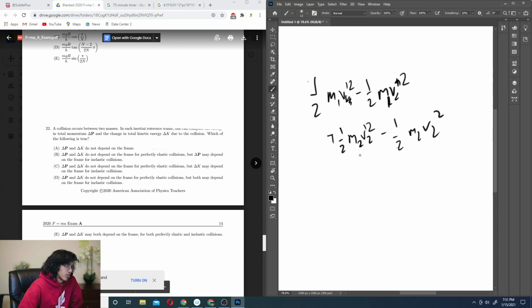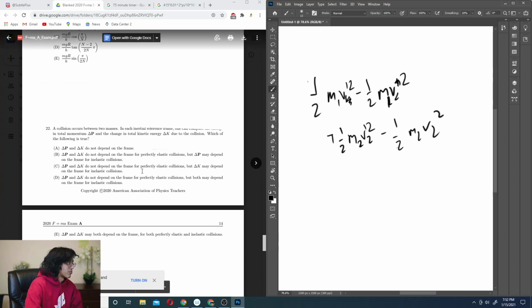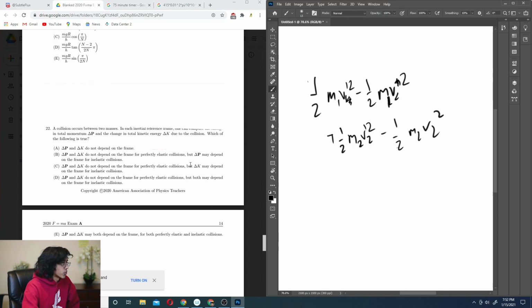Oh, because it's 0 for. Yeah, okay. So I think I'm just gonna go with C, because I'm pretty sure it doesn't depend on it for elastic, but, well, I mean, it for sure does for elastic, but I'm pretty sure it doesn't for inelastic, so that should be fine. Because energy is basically not conserved, so you can't do anything. Okay, makes sense. 23, alright.